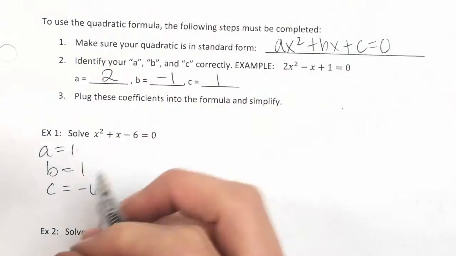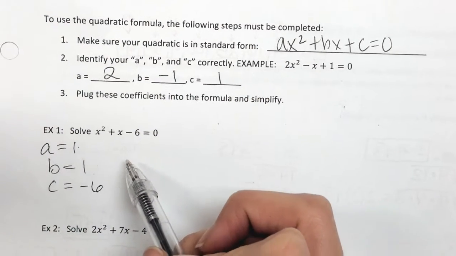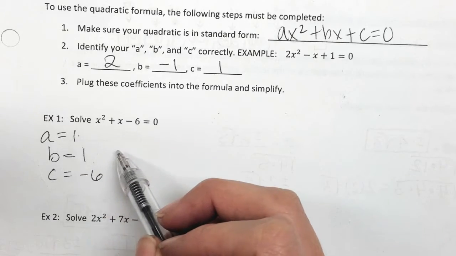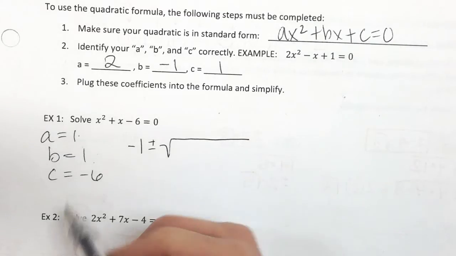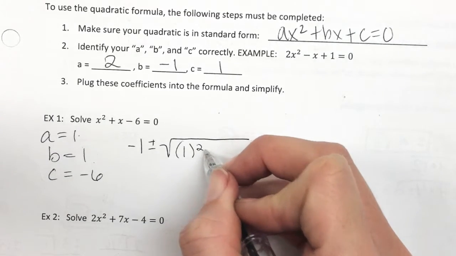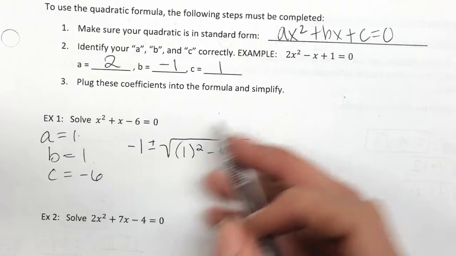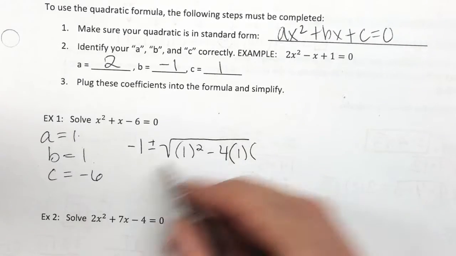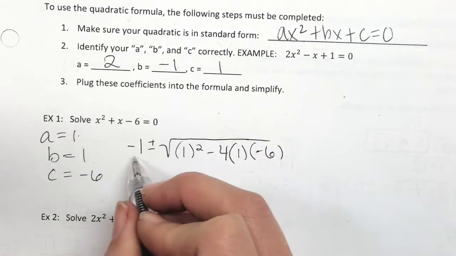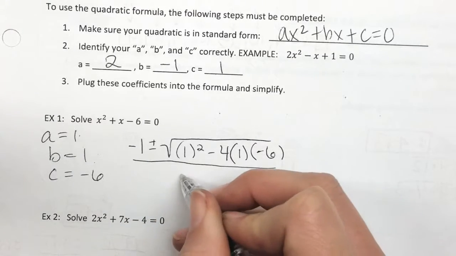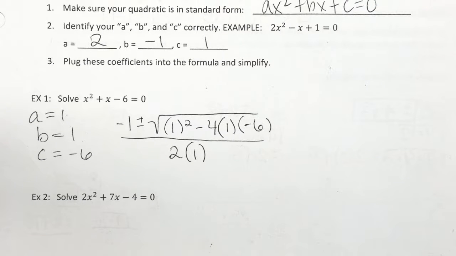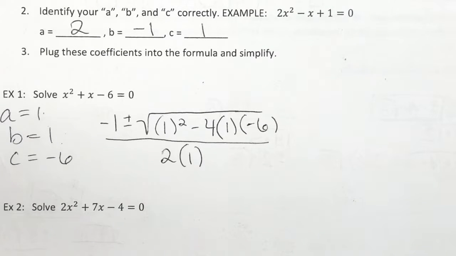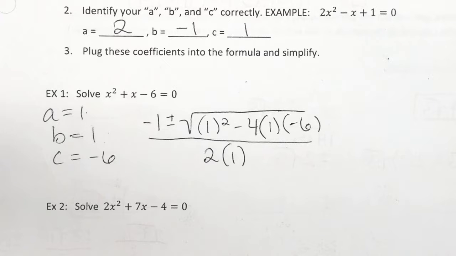Alright, so for negative B, we'll put what? Instead of B, now we can put what? 1. So -1 plus or minus square root. B squared, so 1 squared, minus 4 times A, which is 1, times C, which is -6, all over, make sure everything's divided by 2 times A.